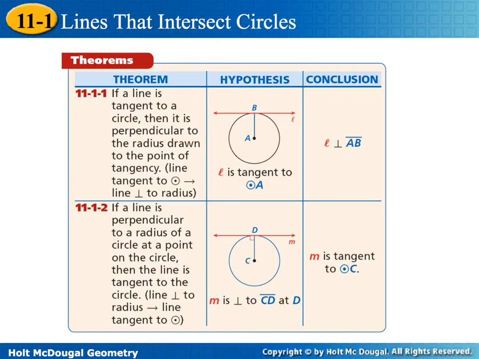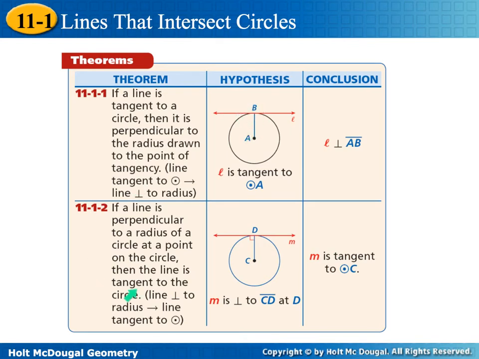All right, so here's our first theorem of the chapter. If a line is tangent, please write this down. Diagram, if you want to do the table, perfect. If not, don't worry about it. Just make sure you know what's going on. If a line is tangent to a circle, then it is perpendicular to the radius drawn to the point of tangency. So basically what they're saying is that if this line is tangent, I can draw a radius to the point and it's going to be a right angle.